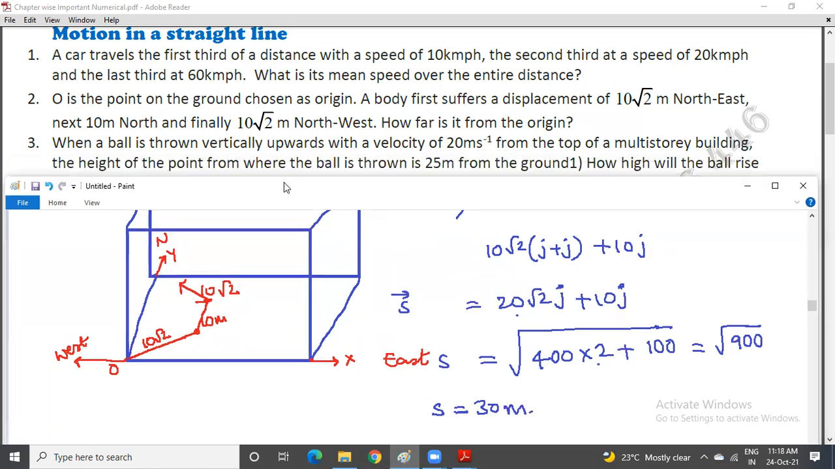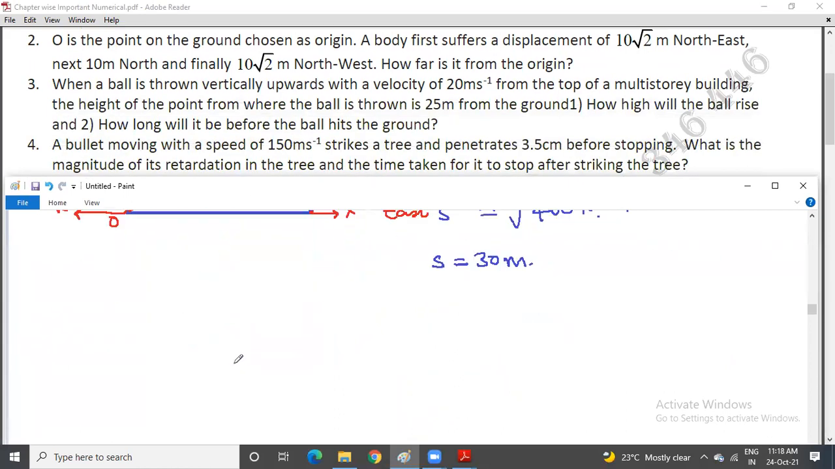Next, question number 3. When a ball is thrown vertically upwards with velocity 20 meters per second from the top of a multi-storied building, the height of the point from where the ball is thrown is 25 meters from the ground. How high will the ball rise? The first question. Second question, how long will it be before the ball hits the ground?